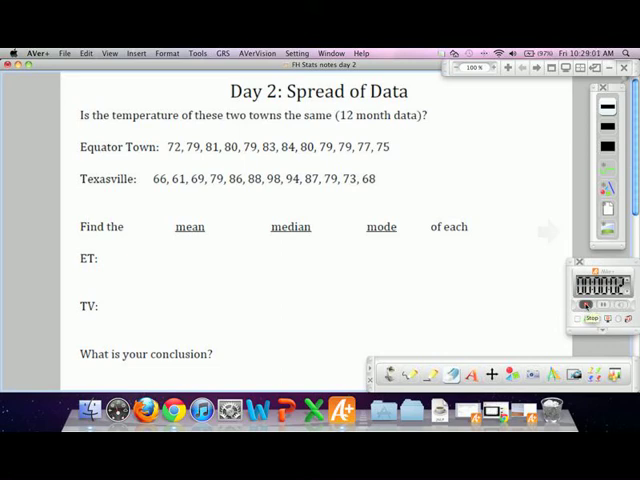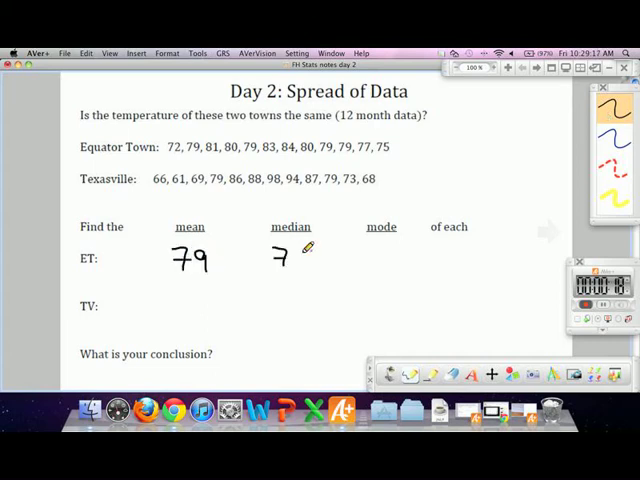In our warm-up today, every measure of central tendency was the same. Every measure of central tendency of Equatortown and Texasville was 79. So what do we conclude from that? That both cities have the same temperature over the course of a year in each of those cities. Central tendency says, yeah.